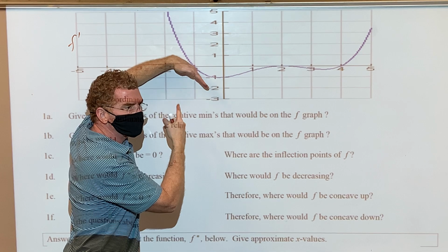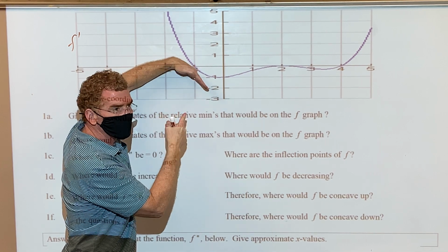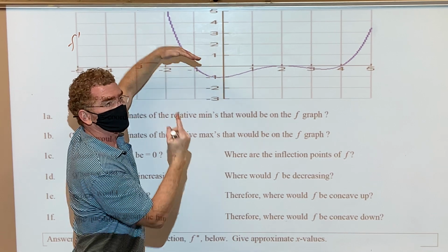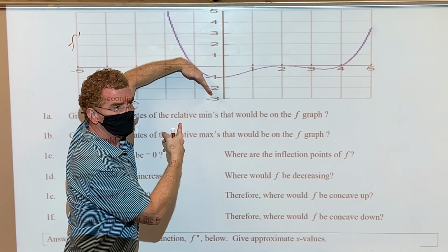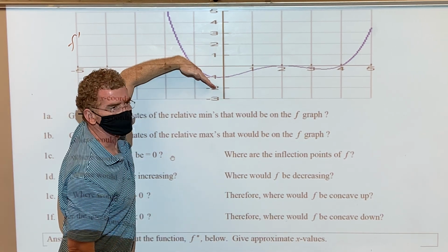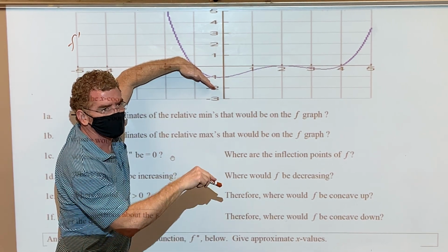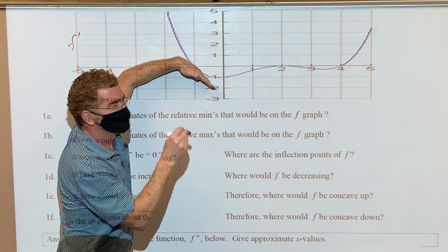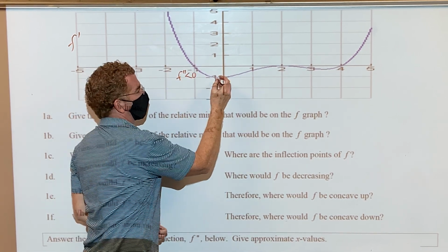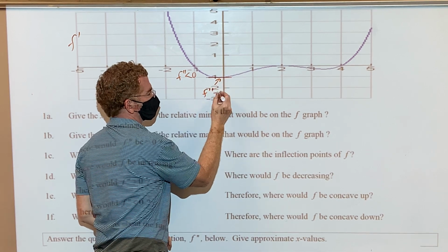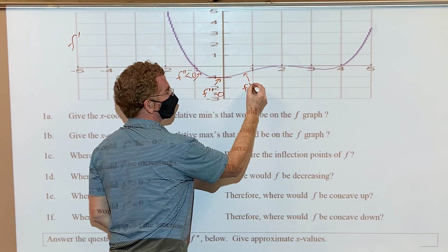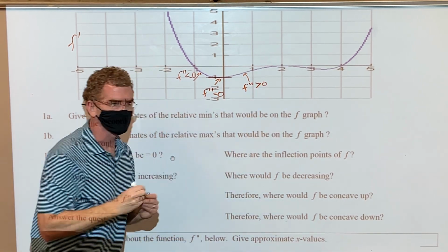The slopes of f prime are negative. f prime is decreasing, so the slopes of f prime are negative. This is f prime. The slope right there is a negative slope. What does the slope of f prime mean? f double prime. So f double prime negative, f double prime 0, f double prime positive, right?